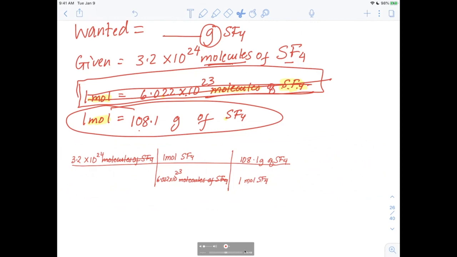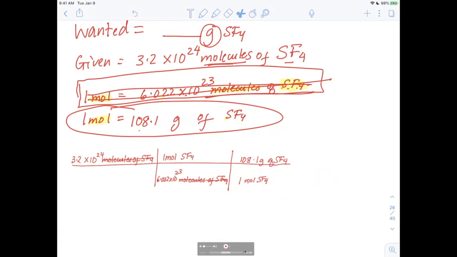Okay, open parentheses, 3.2 exponent 24 times 108.1 divided by 6.022 exponent 23. Did I get 23? No. Delete. Go to the right, then down. Okay.